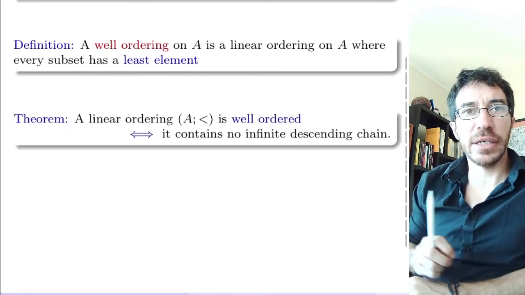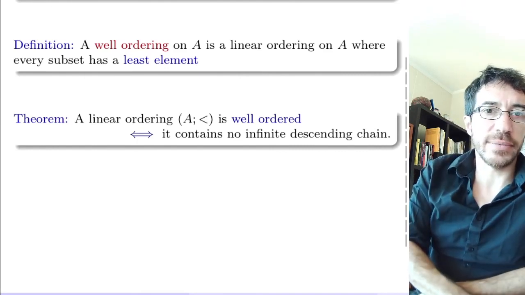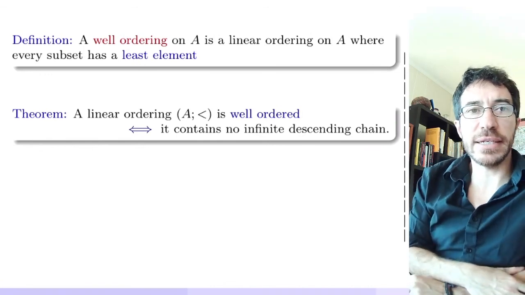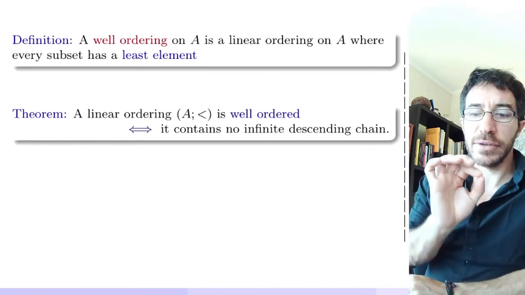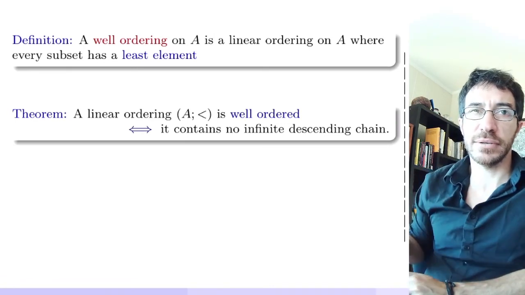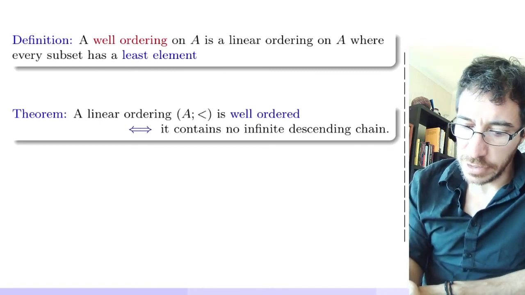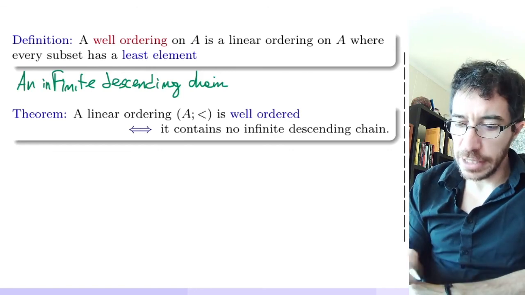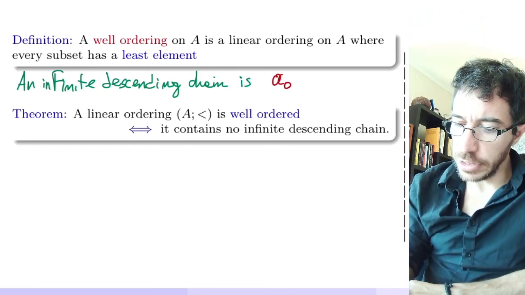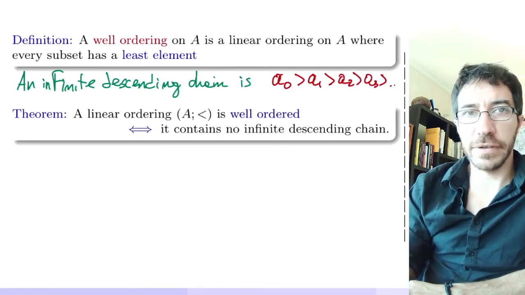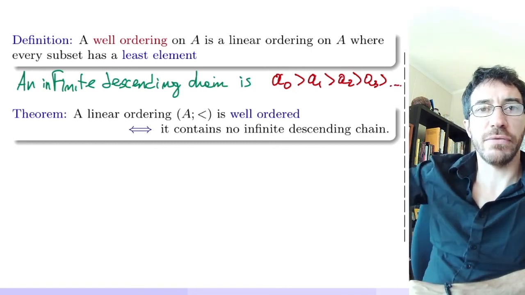Here's another property that will help us visualize this property of being a well ordering. This theorem says that being a well ordering is exactly equivalent to containing no infinite descending chains. So what is an infinite descending chain? On a linear ordering, it is a sequence A0 greater than A1 greater than A2 greater than A3 greater than A4 greater than A5 ... all the way to infinity.